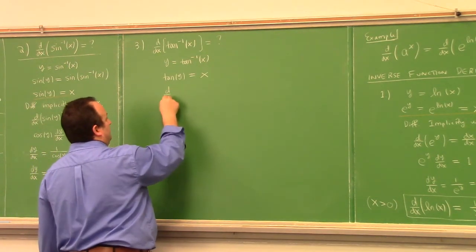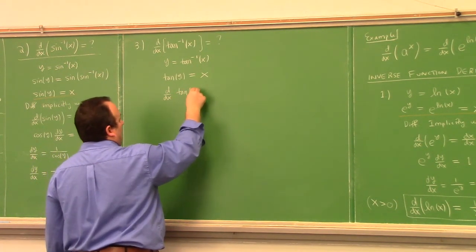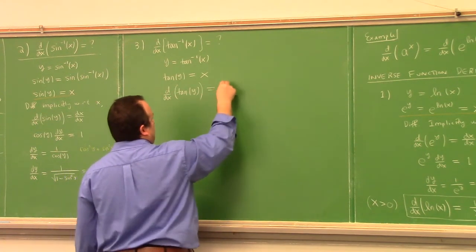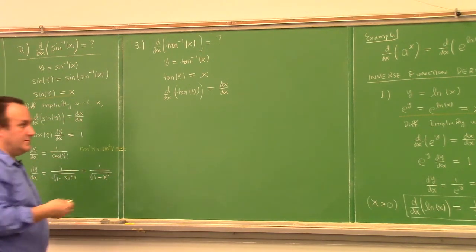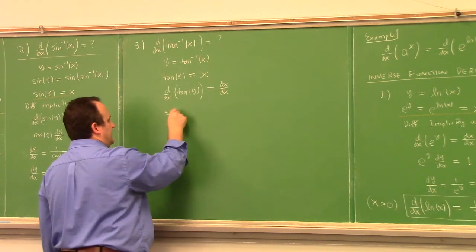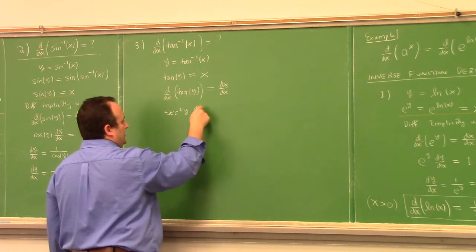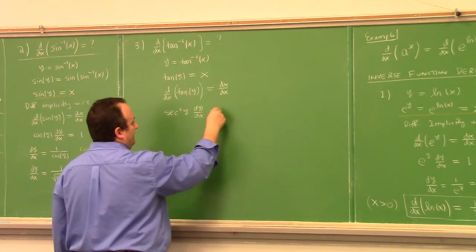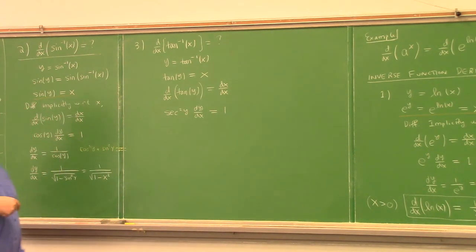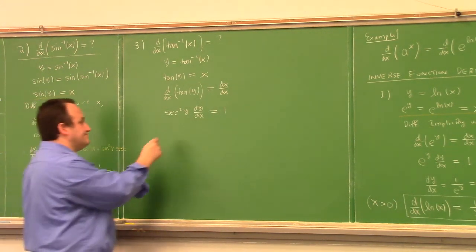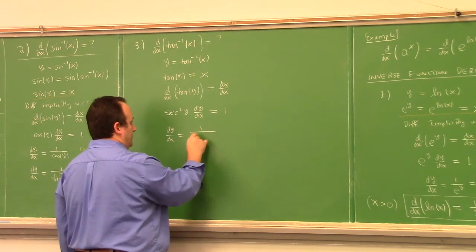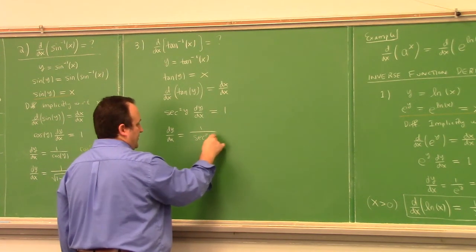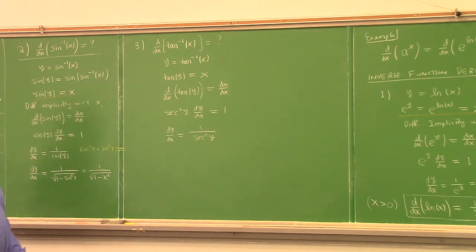So d dx of the tangent of y is equal to dx dx. The derivative of tangent we worked out last time. It was secant squared y, but I have to multiply by dy dx because of the chain rule. Now I solve for dy dx. I get 1 over secant squared y. I resist the temptation to rewrite that as cosine squared y because it's not helpful.